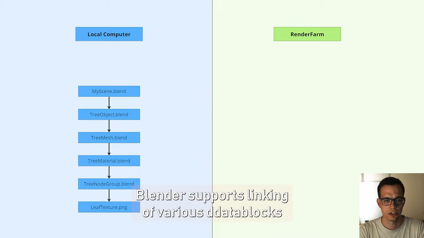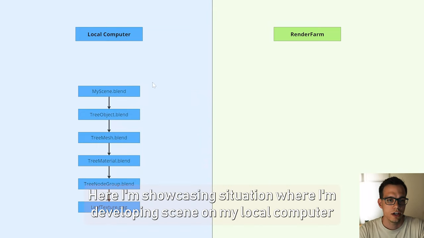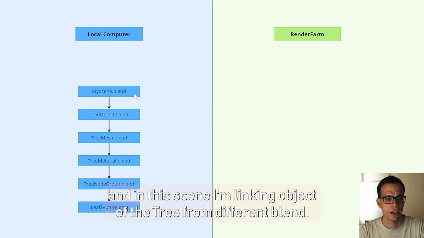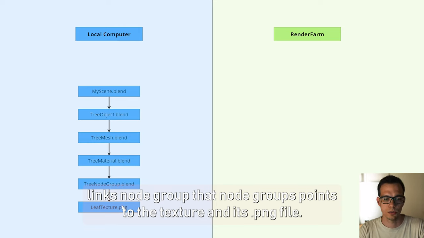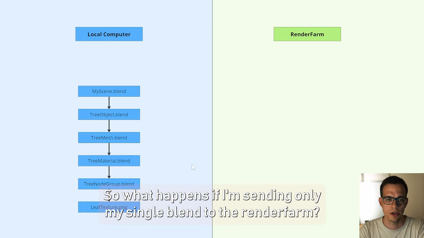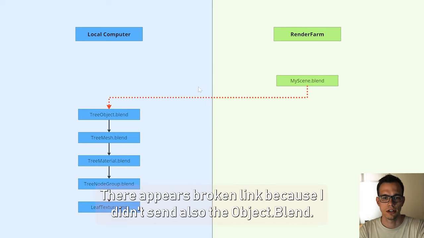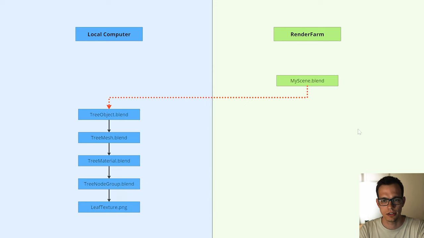Blender supports linking of various data blocks. Here I'm showcasing a situation where I'm developing a scene on my local computer, and in the scene I'm linking an object of the tree from a different blend. But that blend links a mesh from a different blend, that mesh links a material, the material links a node group, the node group points to the texture and its .png file. So what happens if I'm sending only my scene.blend to the render farm? There appears a broken link because I didn't send also the object.blend.